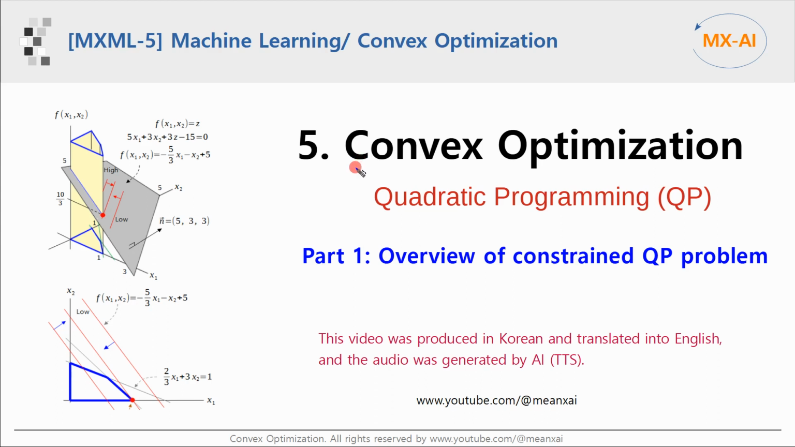Let's take a look at the convex optimization, the fifth topic of machine learning. Here, we will mainly look at the quadratic programming, QP. Quadratic programming is used in the support vector machines, which we will cover in the next topic. To better understand the support vector machines, you first need to know how to solve quadratic programming.